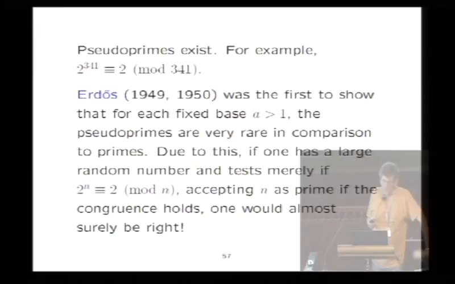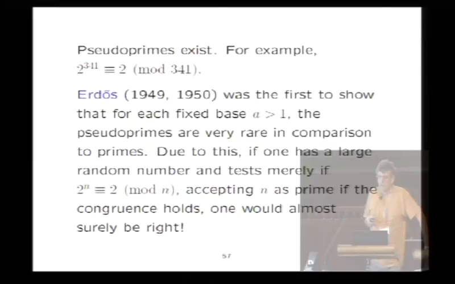Erdős was the first to show that for every fixed base a, the pseudoprimes are very rare in comparison to the primes. And due to Erdős's theorem that shows that the composite solutions to Fermat's little theorem are rare compared to primes, this suggests a primality test. It's never been called this. We could call it the Erdős primality test.